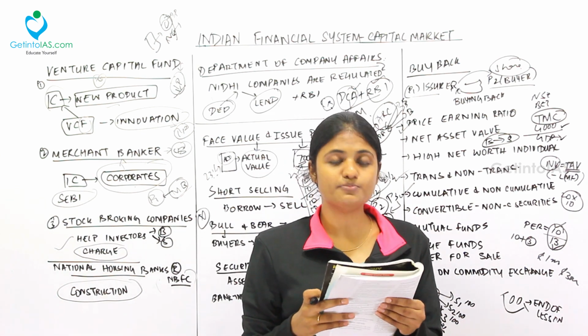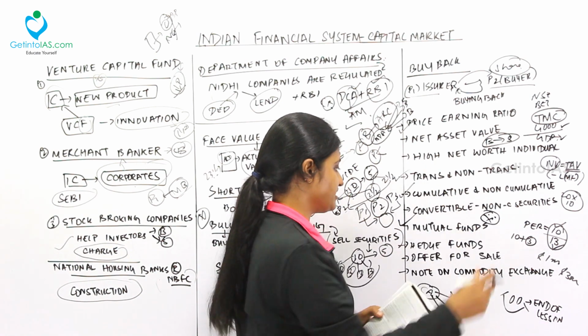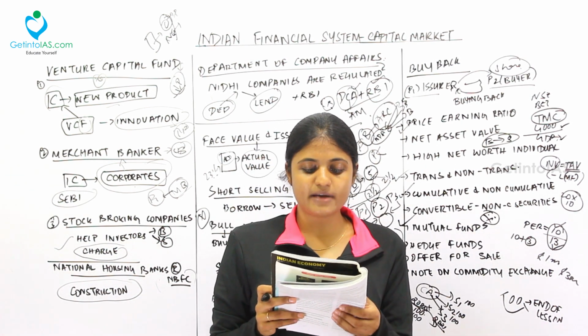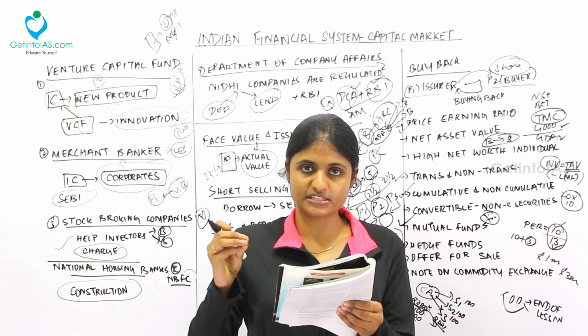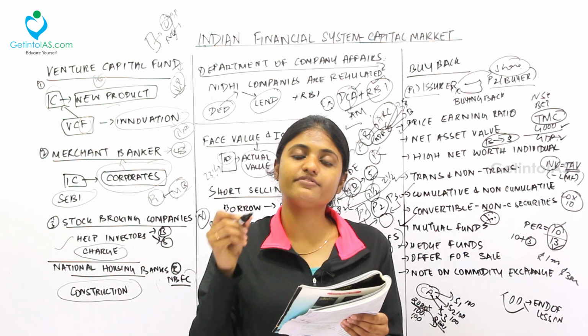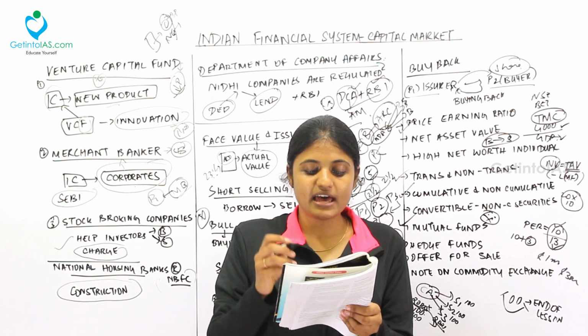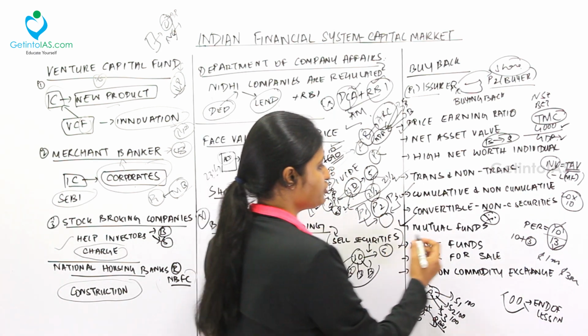Fine. Next one is the mutual funds. Very important fund, mutual fund. Previously asked in the UPSC preliminary examination. So, mutual fund is nothing but, see, while merchant bankers primarily help issuers, the mutual funds help investors. So, who is getting benefited from the mutual funds? The investors. Fine. The mutual funds mobilize the savings of the people and invest in securities.